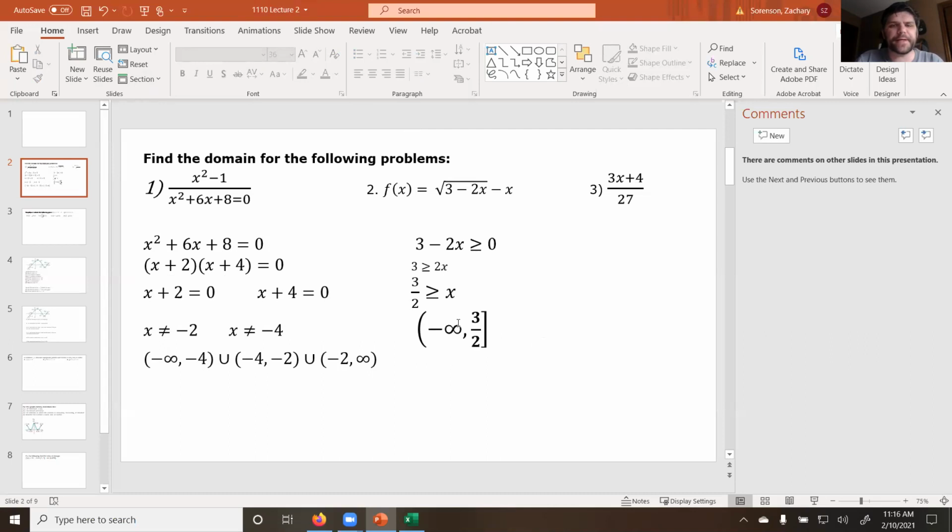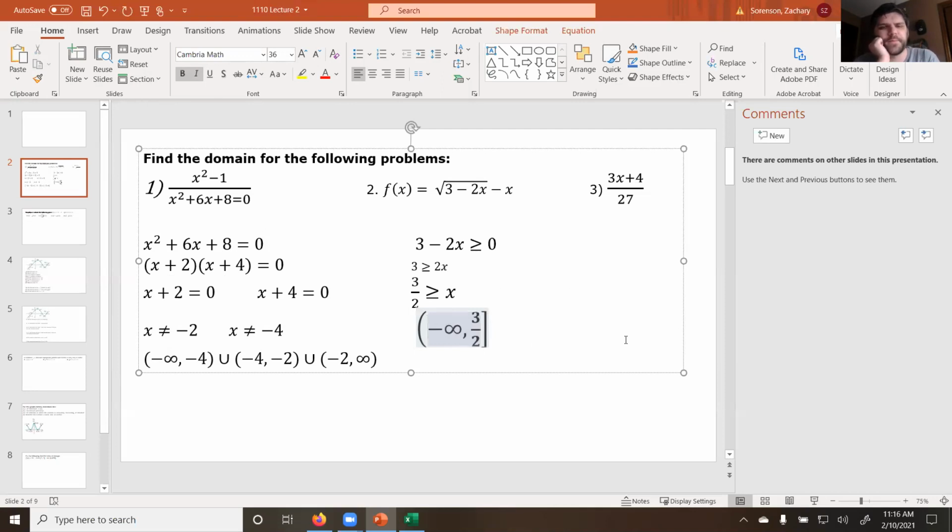Anytime you have infinity, it's always going to have a parentheses. You're never going to have a bracket on the negative infinity. So that's just something to be aware of. And again, as far as format goes, when we're dealing with a square root, the majority of the time, we're going to have just this one interval notation. We're going to have a bracket on the number because we're always allowed to have 0.